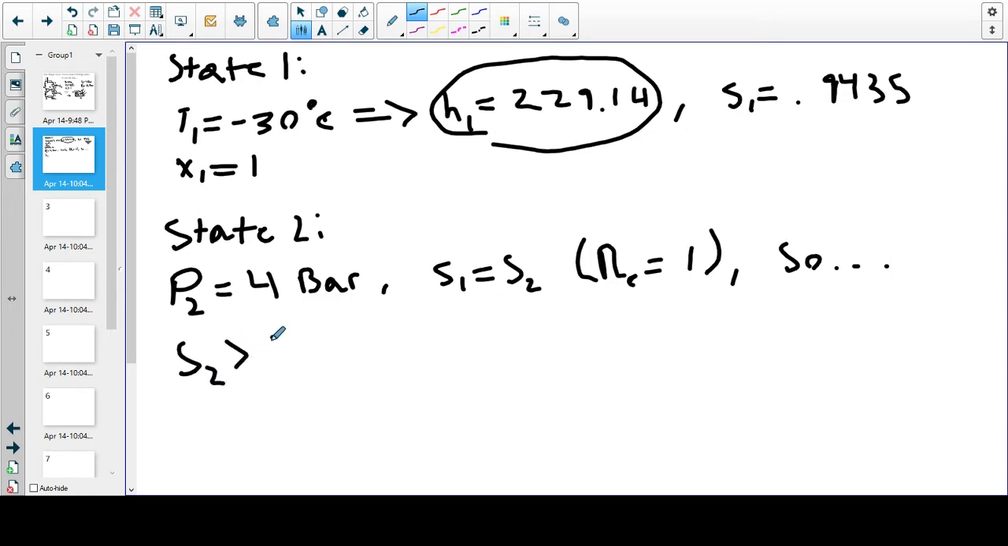And S2, which we're once again trying to find out, if you don't know where it is, you try and find out where it's at. So you go to 4 bar, and you would notice that S2 is greater than Sg, which means it is a superheated refrigerant.